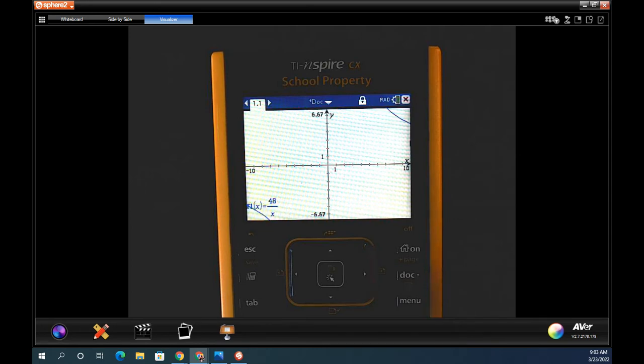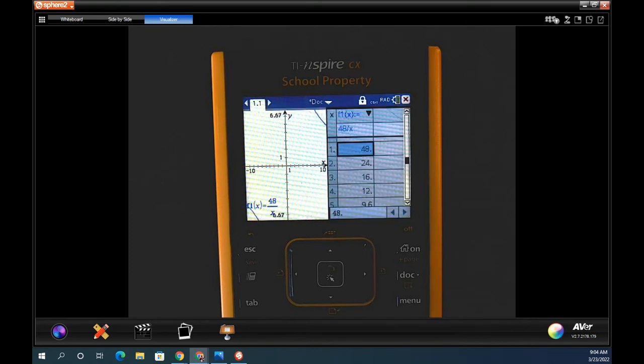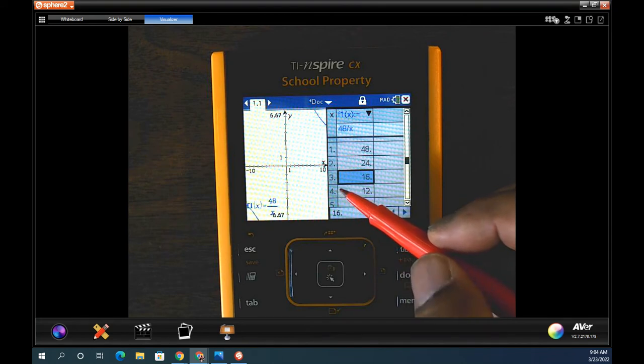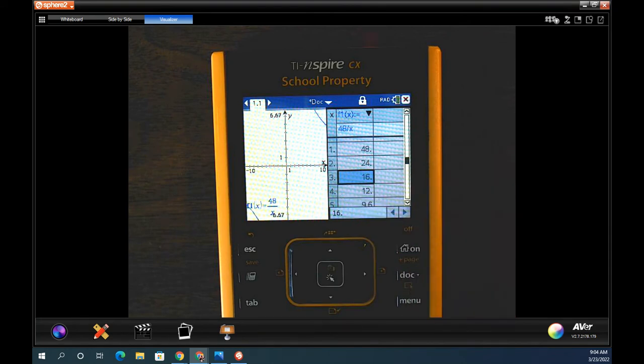Now, we'll go Control T. And let's start going down the list. We know 48 is not a perfect square. What about 24? Is 24 a perfect square? What about 16? Is that a perfect square? Yes or no? Okay, but it's 16 times what? Times what? 3. Okay, so let's go over here.